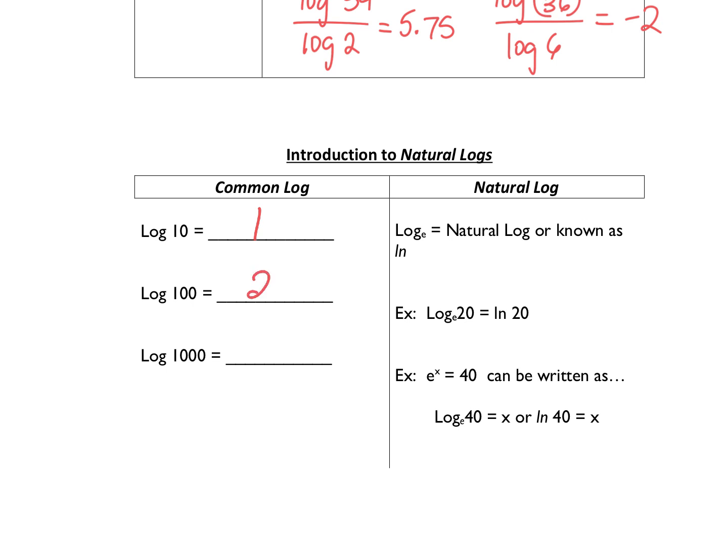It should give you a 2. You should be noticing a pattern. You can probably guess that log 1000 is going to give you 3, and it does. Okay, so that's the pattern with common logs.